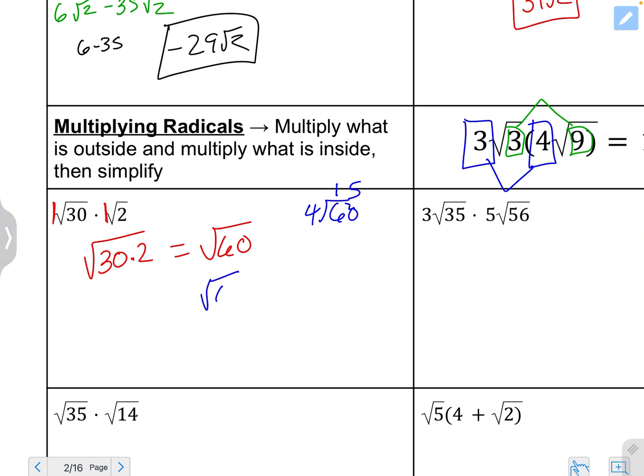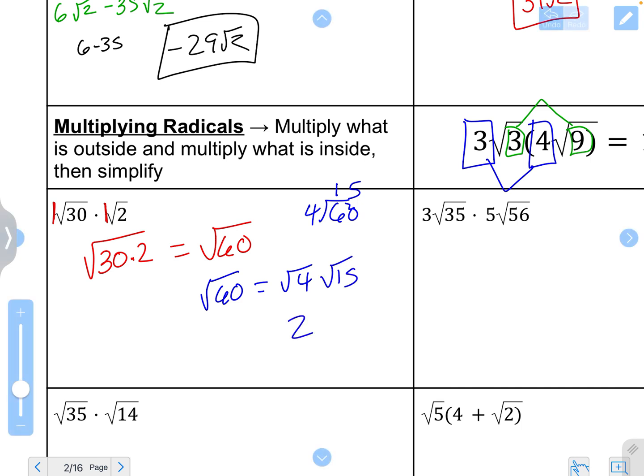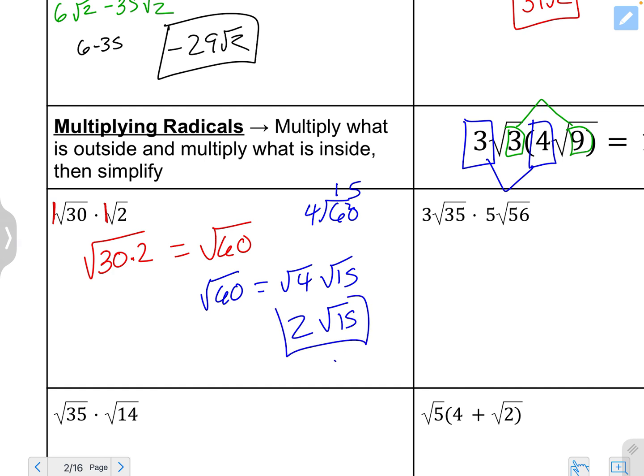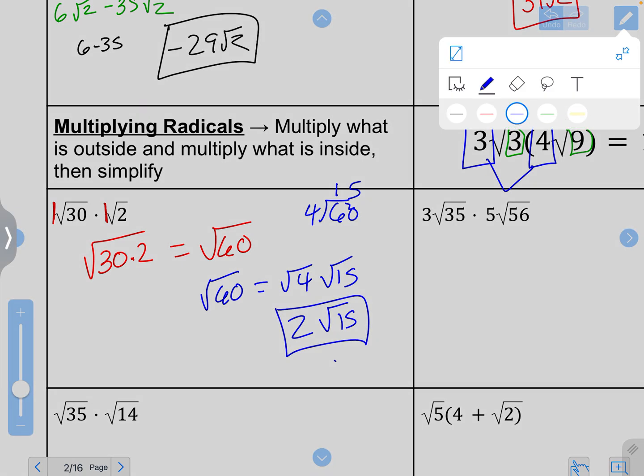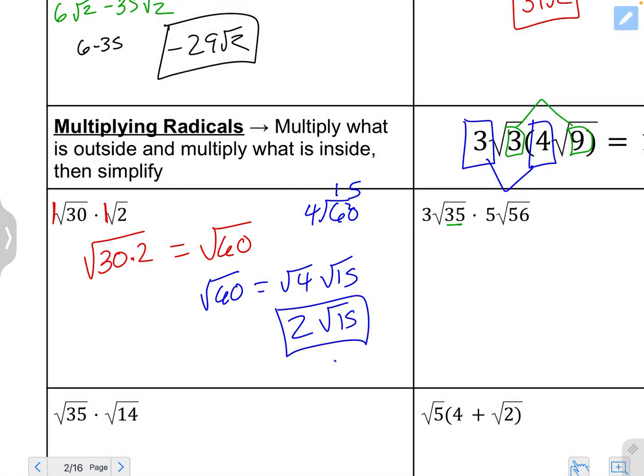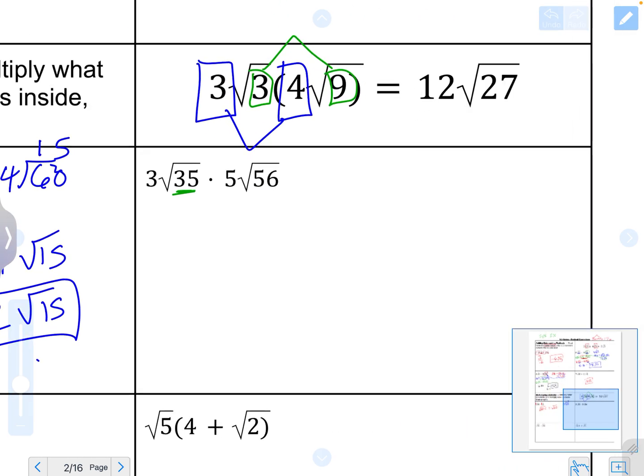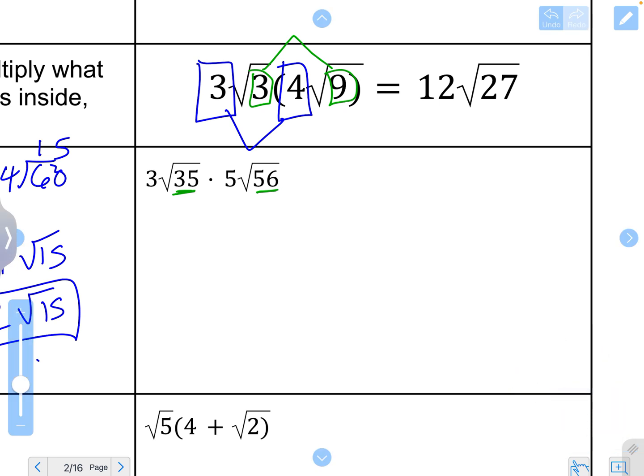So the square root of 60 becomes the square root of 4 times the square root of 15. And then we know that 4 is a perfect square. Oh, and then we have the square root of 15. So when we multiply radicals, we always want to check the number inside to see if we can simplify it first, because if you can simplify the smaller numbers, a lot of the times it makes our life a lot easier. But 35, I cannot divide by a perfect square.